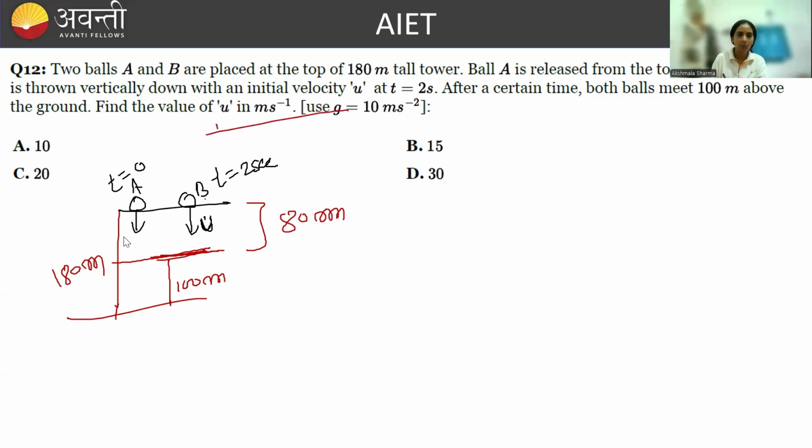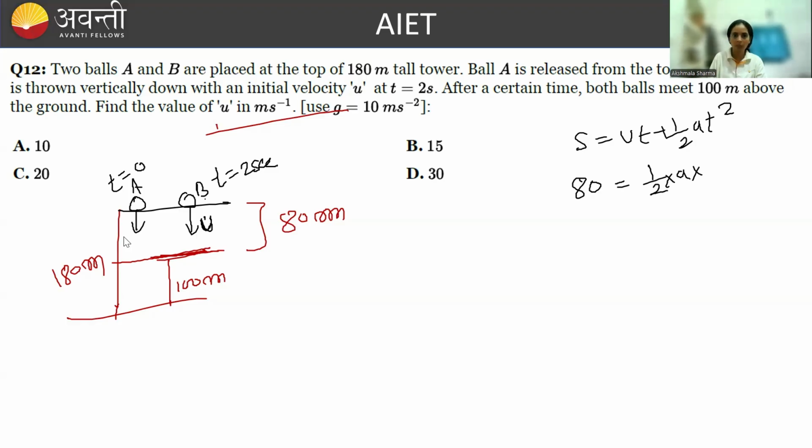Okay, so let's apply the second equation of motion to the first ball. S equal to ut plus half at square. From here we can get time. So s will be equal to how much? S will be your 80 meter. Let's take downward direction as positive. U is 0 for the first ball, half into a, after what time they are meeting?